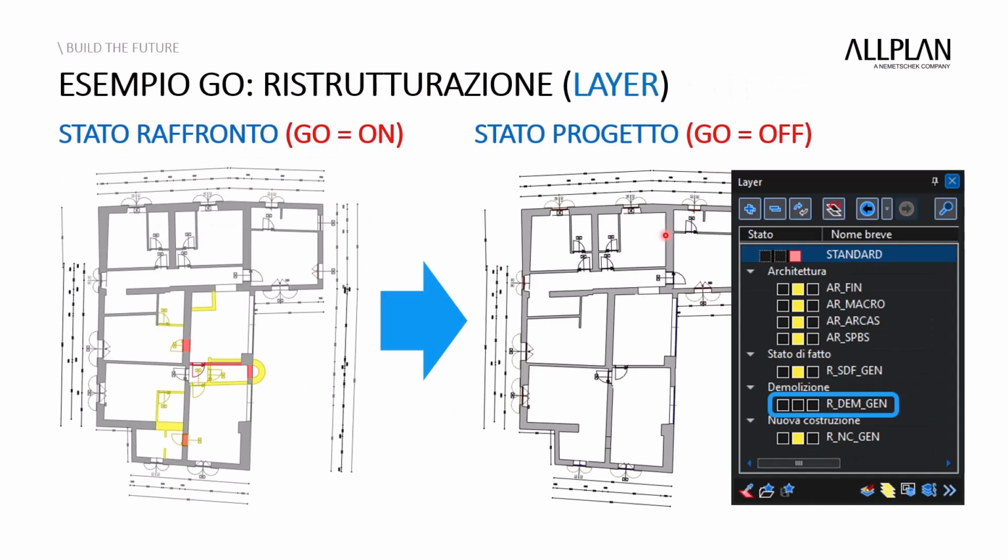Why do we work by layer and not by individual attribute in this context? Because by doing so, afterwards I can disable the demolition layer, turn off the graphic override, and thus obtain the project status. On the other hand, by utilizing all the available layers in the project and keeping the graphic override active, I'll be able to get the comparison drawing.